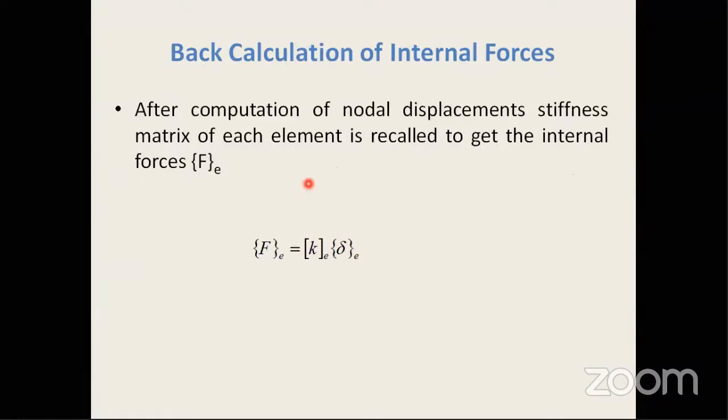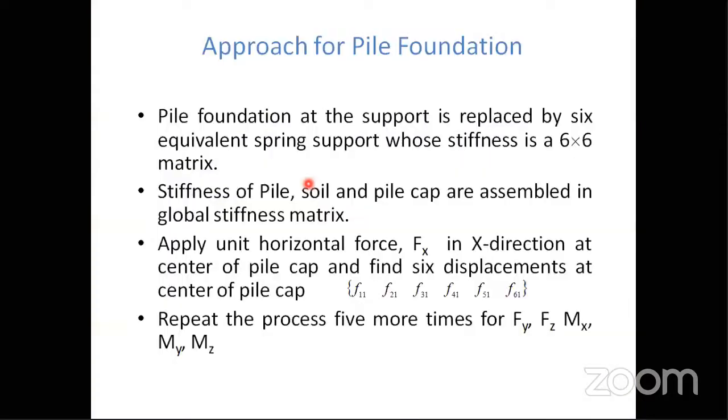Once we calculate this displacement, we come back to every element to calculate its forces, that is shear force and bending moment for each element. We come back to each element again, and we just take the element stiffness matrix multiplied by the corresponding displacement vector. That will give me the values of the shear force and bending moment at the respective nodes. That is the way we can do it.